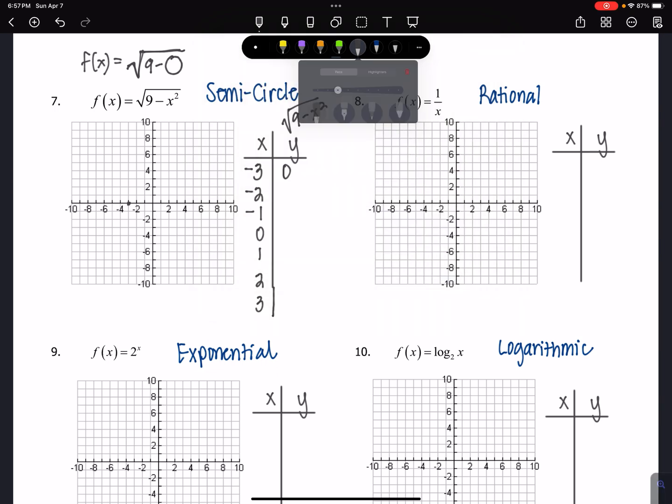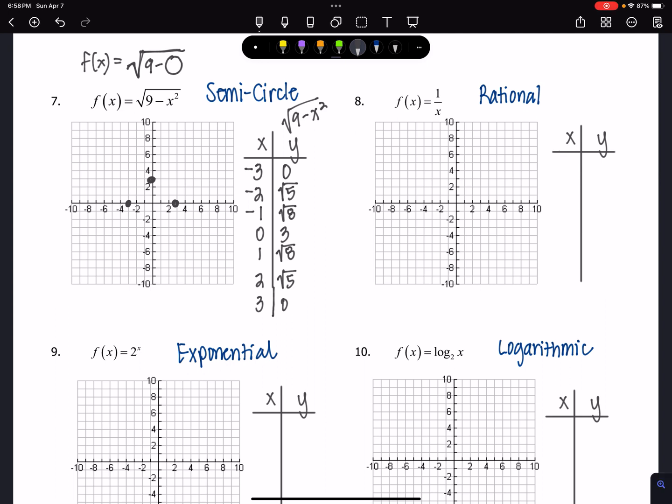Let's put the negative 3, 0. When I put a negative 2 in, I get 9 minus 4. And the square root of 9 minus 4 is the square root of 5, which is a little bit more than 2. When I put a negative 1 in, 9 minus negative 1 squared would be the square root of 8, which is a little bit less than 3. When I put a 0 in, I get the square root of 9, which is 3. So 0, 3. When I put a 1 in, once again, I get the square root of 8. When I put a 2 in, I get the square root of 5. When I put a 3 in, I get 0.